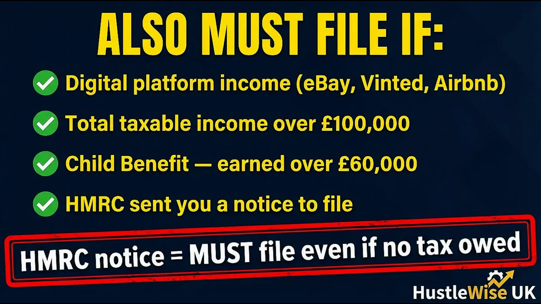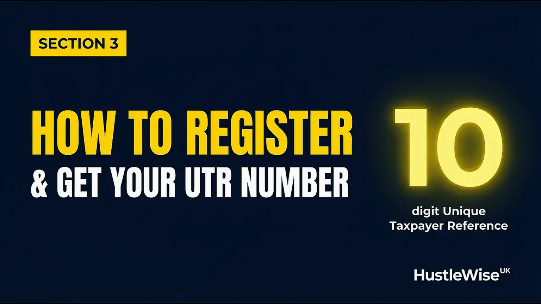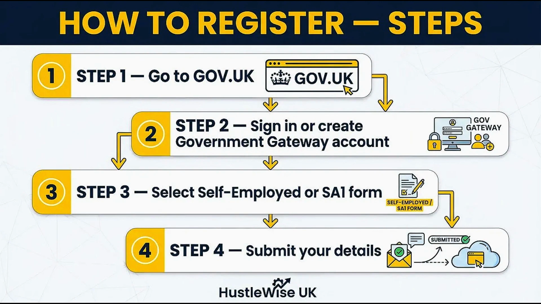To register, go to gov.uk and sign in or create a government gateway account. If you are self-employed, register using the self-employed route. If you have other untaxed income but are not self-employed, use Form SA1. After you register, HMRC will post your UTR to your registered address. This can take up to 10 working days or up to 21 days if you are abroad. The registration deadline is the 5th of October following the end of the tax year in which you first need to file. Do not leave this until the last minute, you need your UTR before you can file your return.